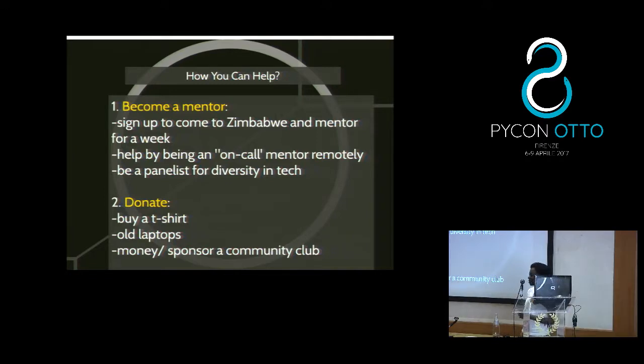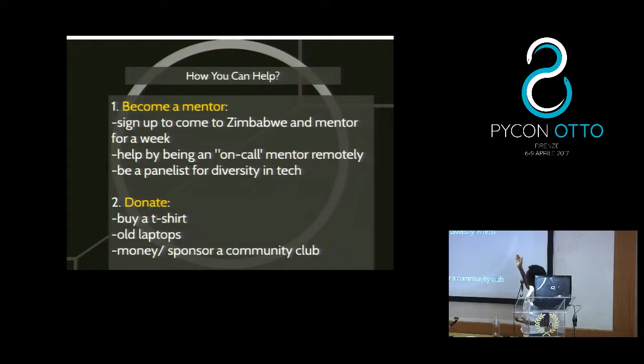So how can you help? The first thing is, if you want to become a mentor, we would really love to have different people becoming mentors and helping the girls build whatever projects we're making. The first project, the e-commerce platform, will be built in Django. So if you have experience in Django, this is something that we would love help with building.